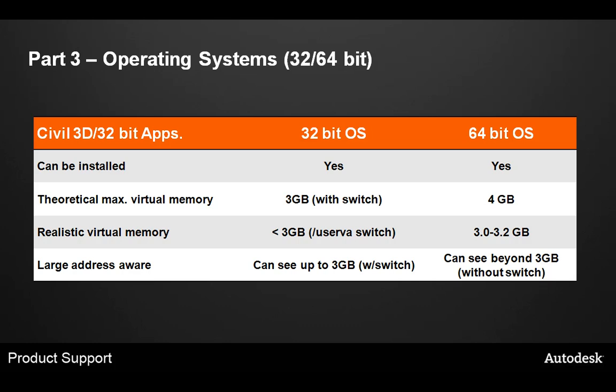And then large address aware, we talked about that. That's a characteristic of the software. It's large address aware. So on a 32-bit operating system, that allows it to use the 3 gigabyte switch. On a 64-bit operating system, because it has that characteristic of being large address aware, the 64-bit operating system can automatically give it the rest of that virtual memory, because that's the characteristic it's looking for. Okay, so hopefully that gives you a little bit better understanding of what the options are, as well as what the limitations are, and how that all works together.